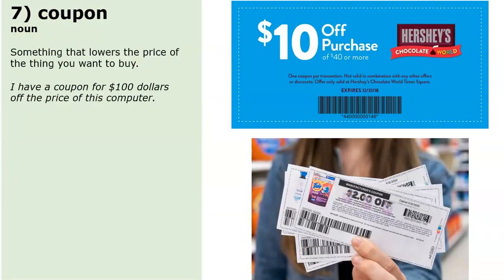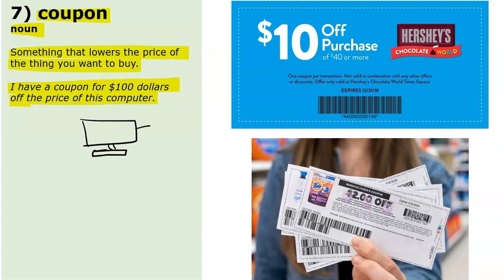Our next word is coupon. A coupon is a noun and it is something that lowers the price of the thing that you want to buy. For example, I have a coupon for $100 off the price of this computer. Maybe there is a computer that you want to buy, but the price of the computer, let's say that it is $1,000.